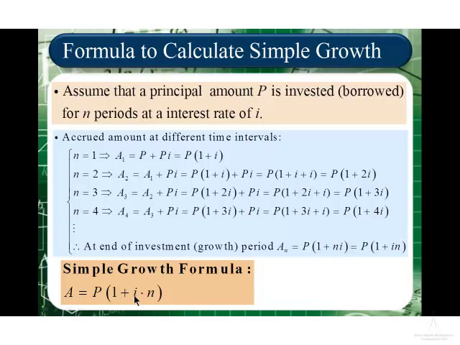Now the total interest earned over this particular period will be given by the formula capital I is equal to capital P times I times n. Now it's the principal amount times the interest rate in decimal form. That is the interest earned for each one of the n interest periods. And if we multiply together, we get the total interest that must be added to the initial or principal amount in order to find the final or accrued amount in such a simple growth situation.